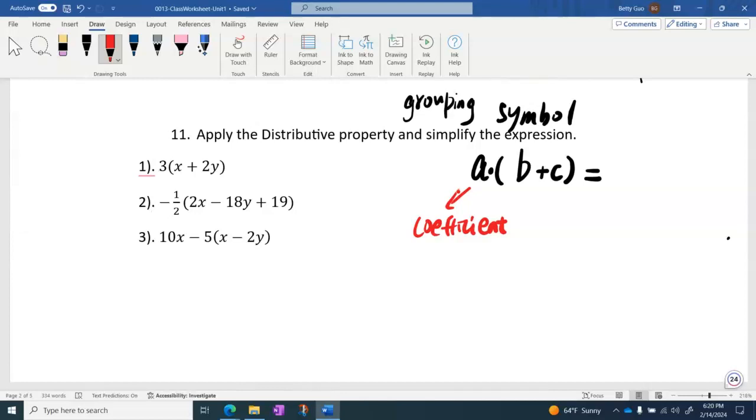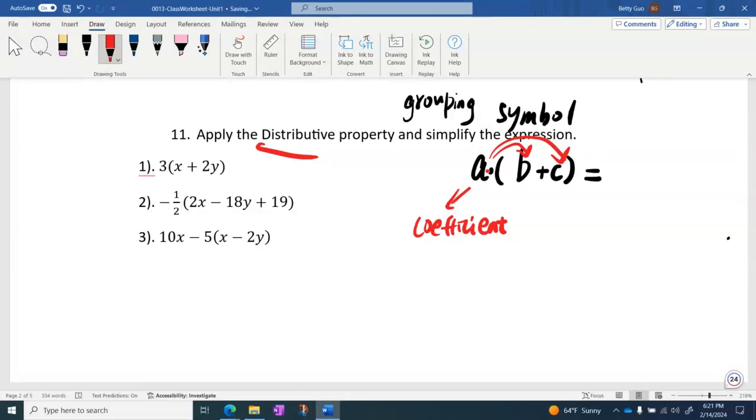When we use the distributive property to get that done, how do we get that done? We are going to distribute the coefficient to each member in a group. Distributive property, the key word is distribute, right? It's like you have a group of friends, you want to give each person an apple. You can do that. So here we are going to give each member in a group the coefficient.